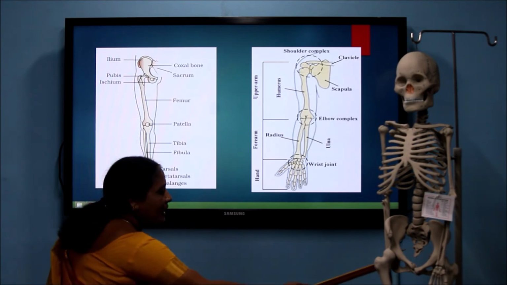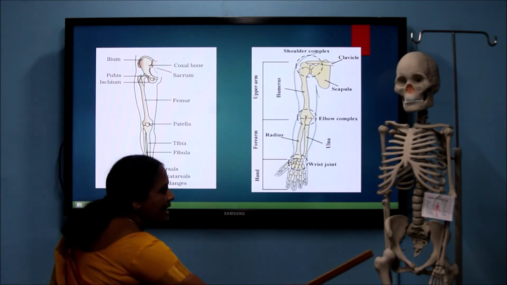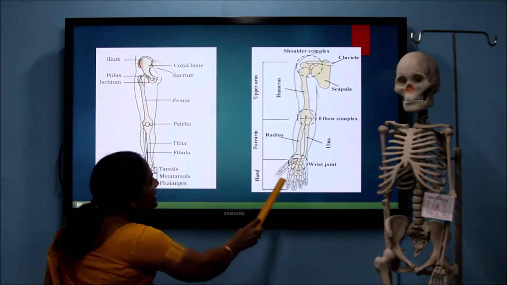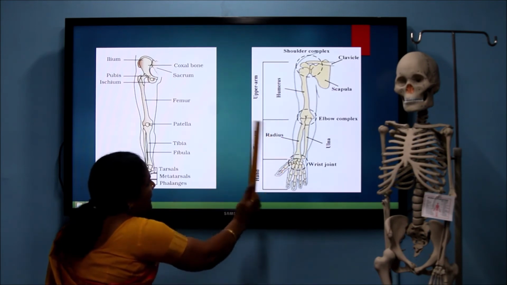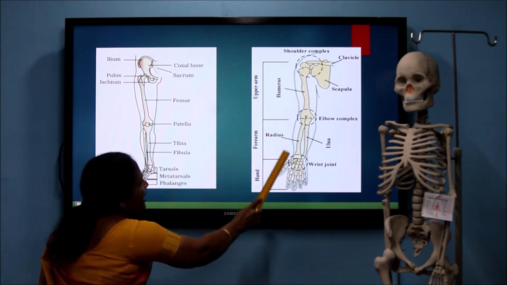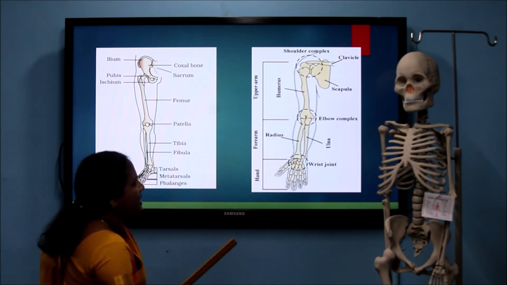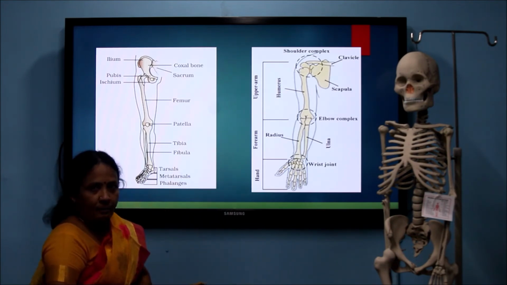Here we can see the carpals, metacarpals and the phalanges. That is the wrist joint. So one humerus, the radius and ulna, then the wrist bones, that is the carpals, metacarpals and the phalanges. These are the bones present in the upper arm.